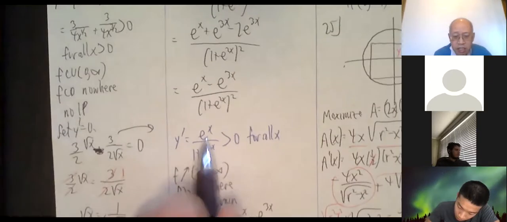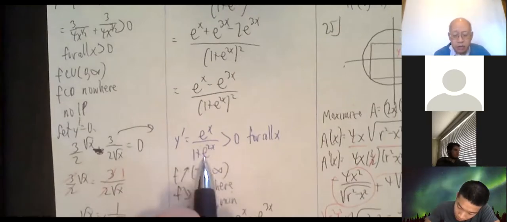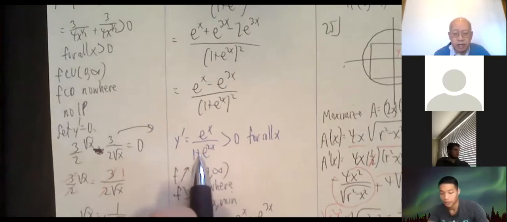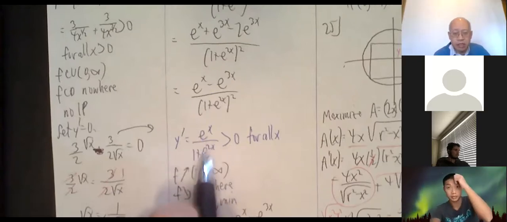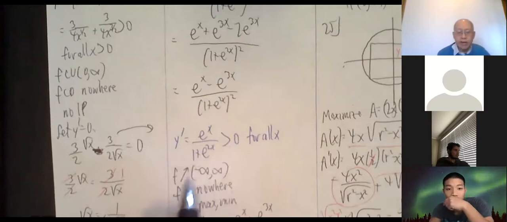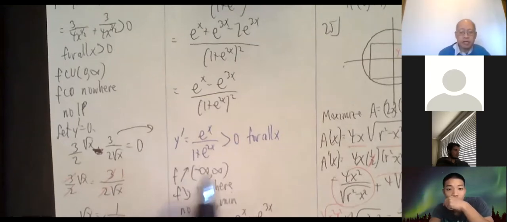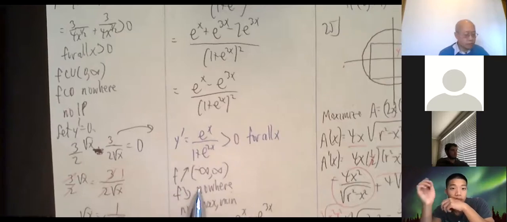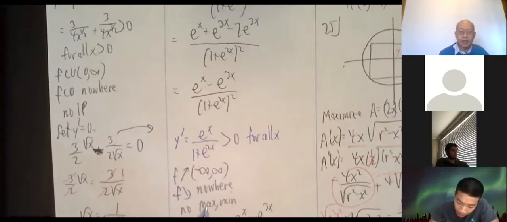Remember, e to anything is positive. So that's positive. That's positive. Positive plus 1 divided by positive plus 1 is positive. Positive divided by positive is positive. This is going to be greater than 0 for all x. So right away, the function is increasing from negative infinity to infinity. The function is decreasing nowhere. That means there's no max or min.